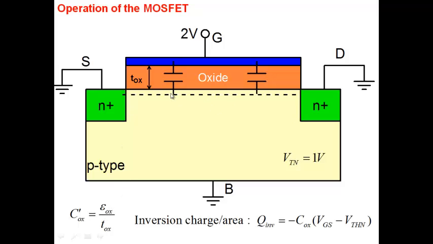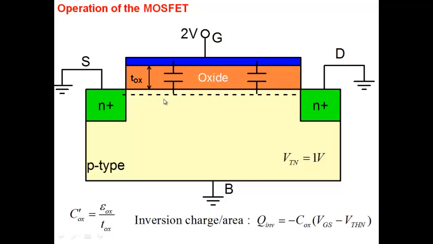The charge at any point will be equal to Q inversion. The charge is nothing but Q equal to CV. But note, it's not simply C times V, it's C times (VGS minus VTHN), because it's only when you cross the threshold voltage do you get substantial inversion charge. Before threshold voltage, as you apply a voltage, the voltage is used mostly to deplete the P-type semiconductor here.